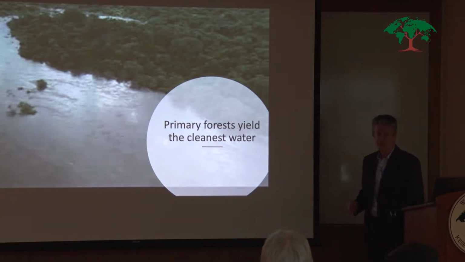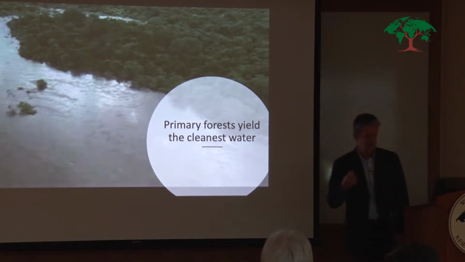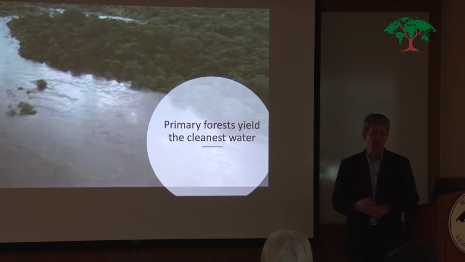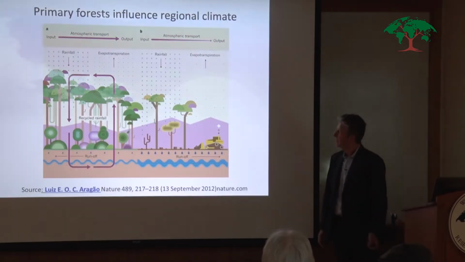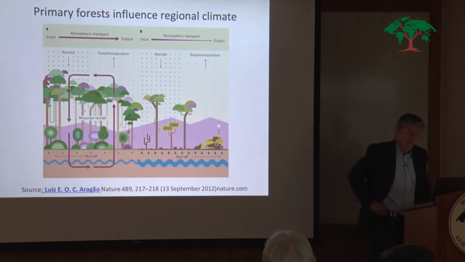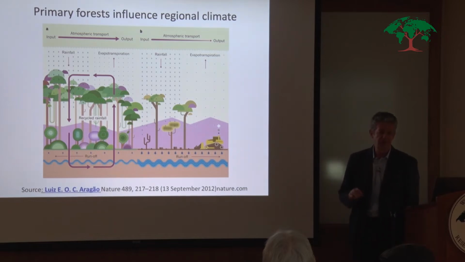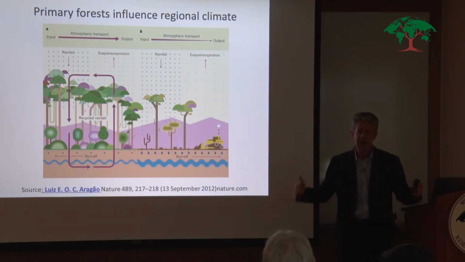Primary forests are also incredibly important for water supply because a watershed covered in a primary forest yields the cleanest water. I mean, it's easy to understand that. As soon as you start logging it, you cause soil erosion and you increase the sediment flow, and so the water gets all mucky. So from a water supply point of view, you want the clean water, and that's what it does.